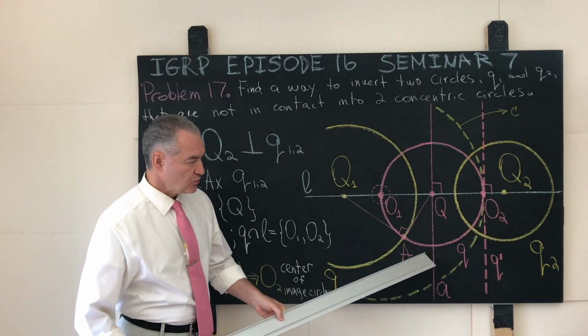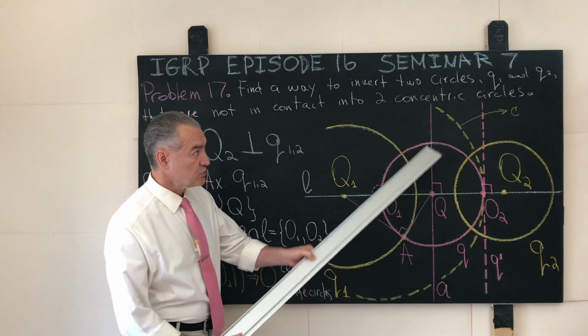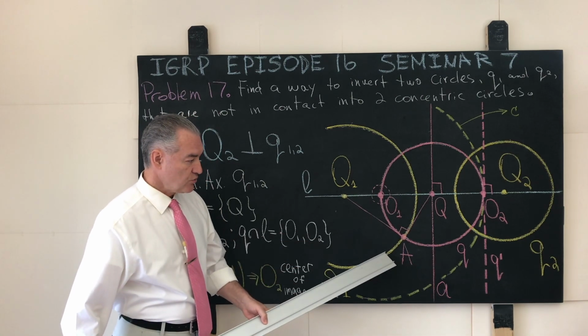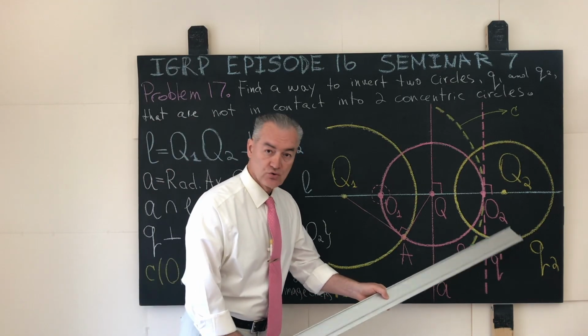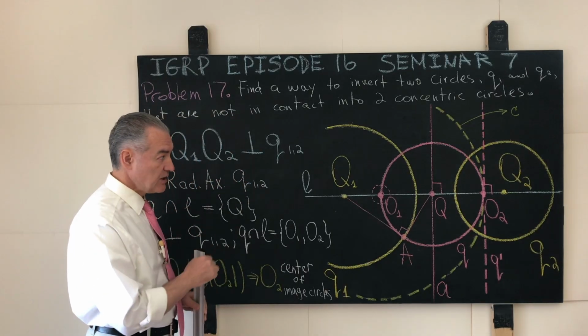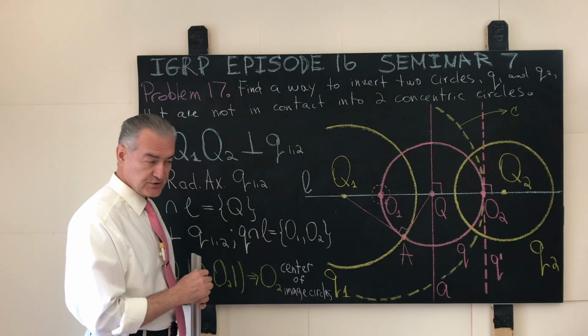Our circle Q is orthogonal to the straight line of centers. It is orthogonal to the radical axis of 2 circles, and it is orthogonal to the input circle Q1 and the circle Q2 at the same time. So now is the opportune moment to pick and define our parameters of inversion.